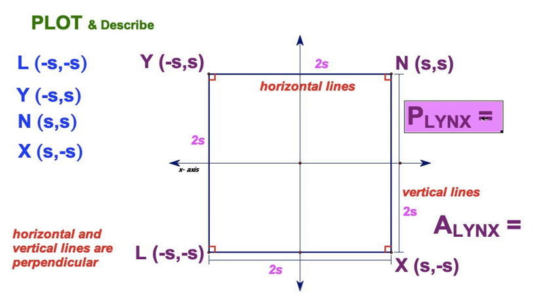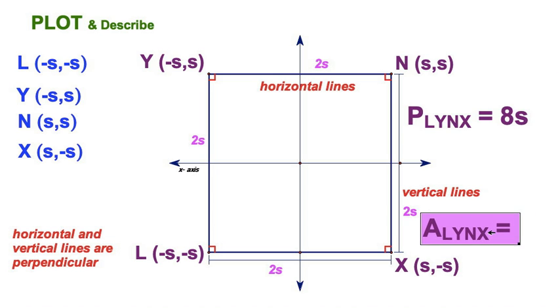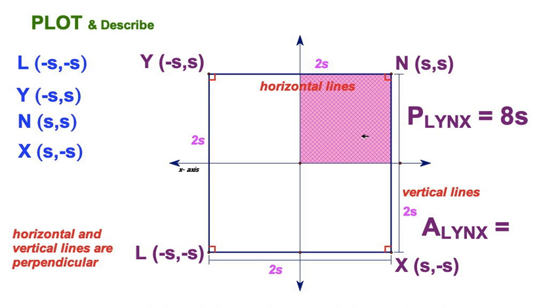Do we know the perimeter? Oh, yeah. Just add them all up. What do we got? You got 2s, 2s, 2s, and 2s. What's the perimeter? 8s. And what is the area? Now, of course, these are in linear units, and area is going to be in square units. What is the area? 4s squared. Very good.